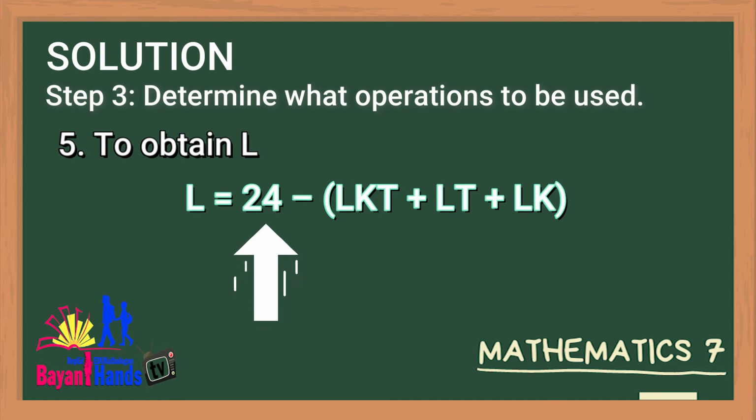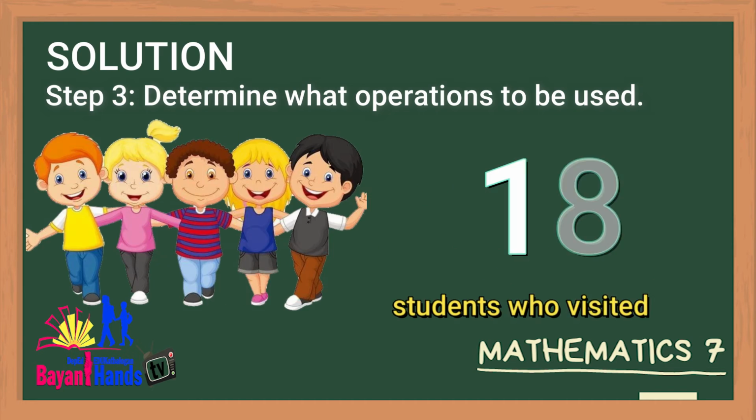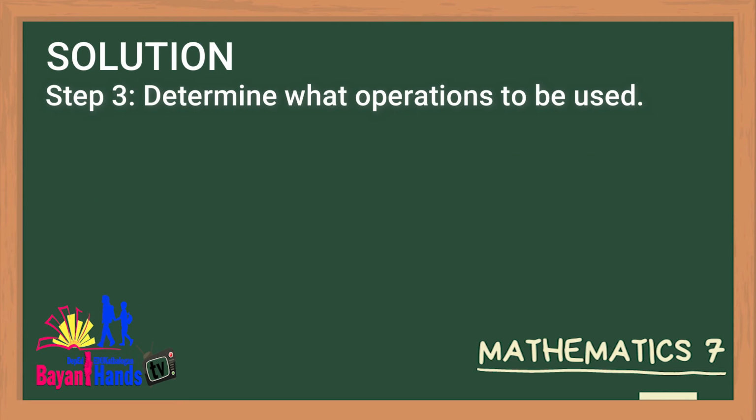This 24 accounts for the students who went to the lake regardless if they have visited the other two places. The same idea holds true to 18 students who visited Tupi and 20 students who went to Coronadal City. Their other destinations are irrespective.